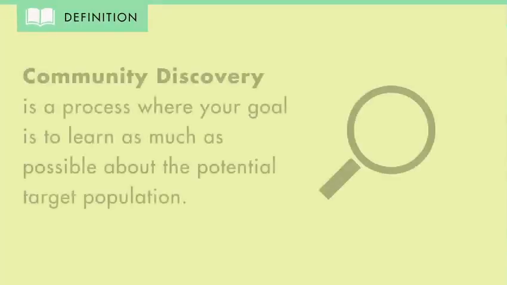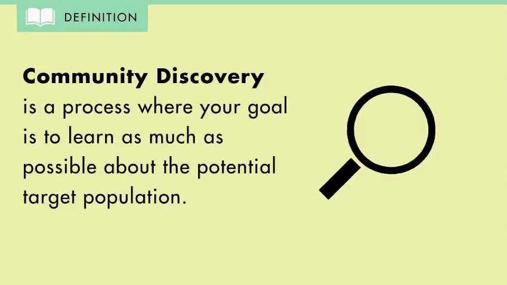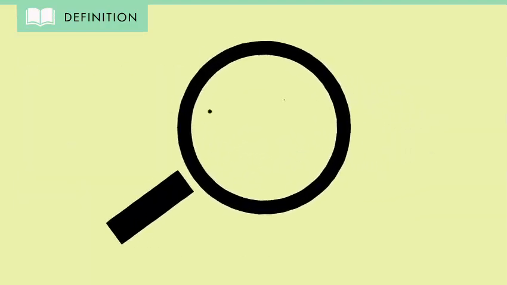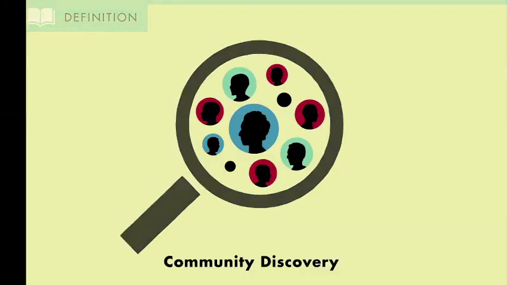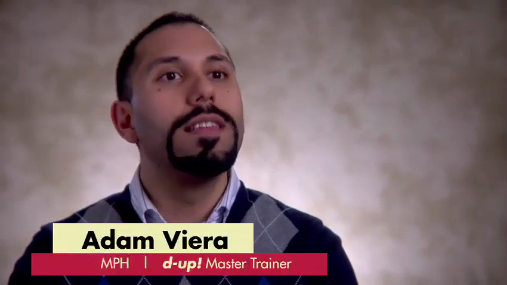Community discovery is a process where your goal is to learn as much as possible about the potential target population, as well as the groups and subgroups it is composed of. In fact, most people who have successfully implemented D-UP say that community discovery is key to the program's success. Community discovery is the first part of D-UP. It's the first thing that you do when you're implementing the intervention.